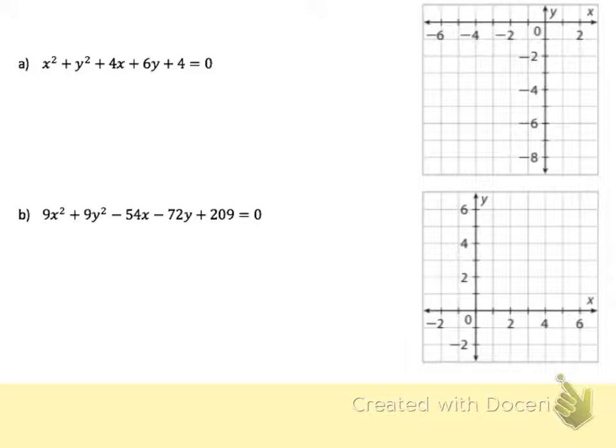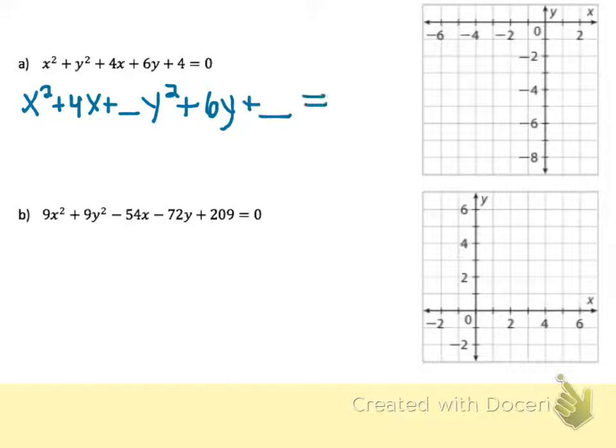So again, how it works is step 1, reorganize it. So you have your x terms together and your y terms together. So this one's a pretty easy one because we don't have any coefficients on the x squared and the y squared. So that would be x squared plus 4x, and then y squared plus 6y. So I'm leaving my spots to add these in because I'm going to go ahead and complete the square here in a second. Now I swing the 4 to the other side, that makes that negative 4.